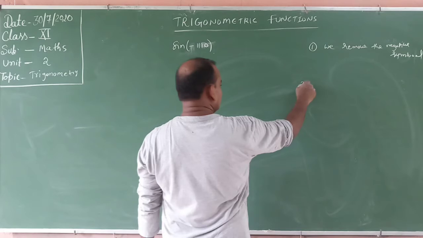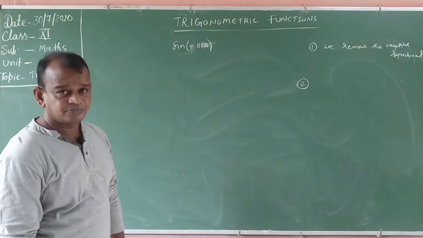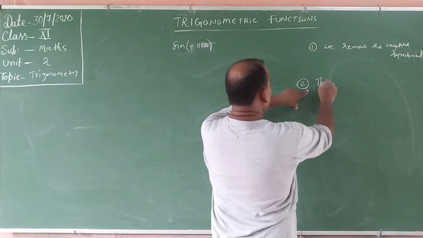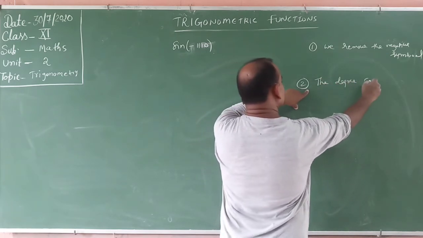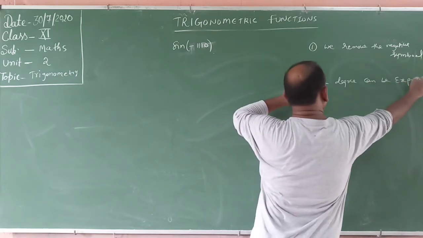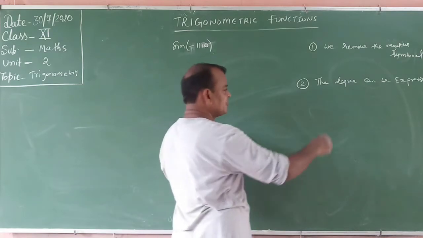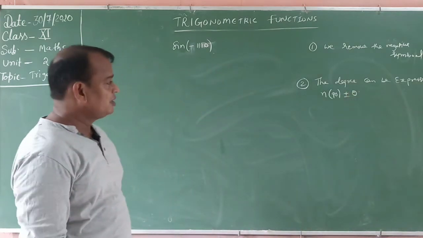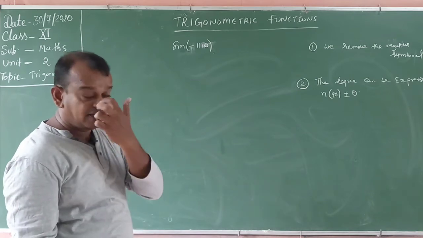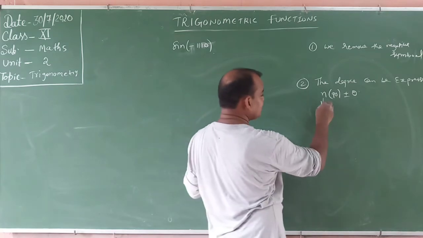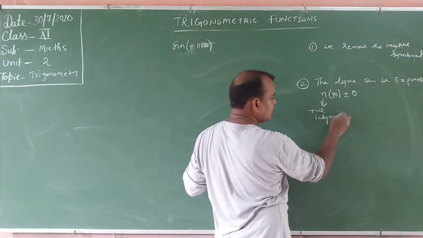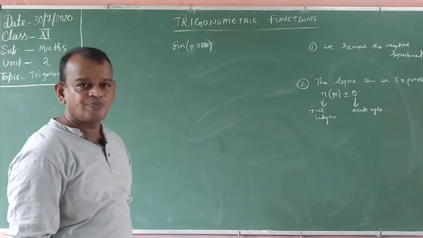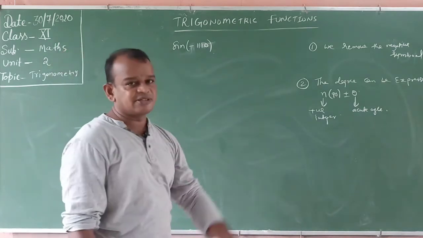Next step, the trigonometric value, which means the degrees, can be expressed as n into 90 plus or minus theta, where n is a positive integer, means 1, 2, 3 and so on, and theta is 100% an acute angle. Understood?